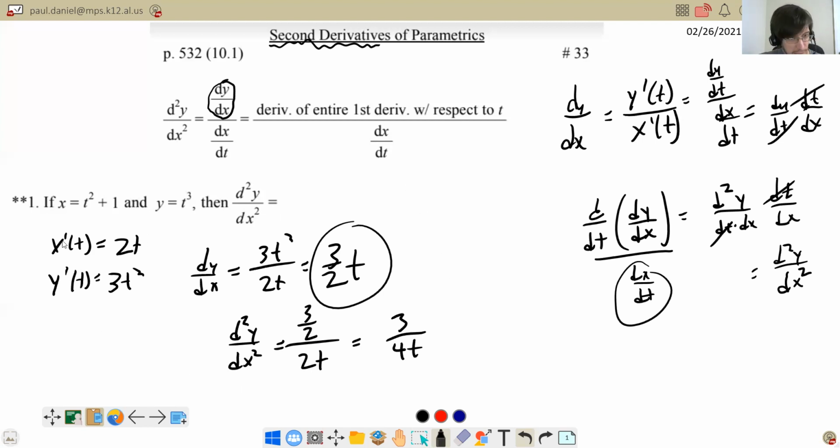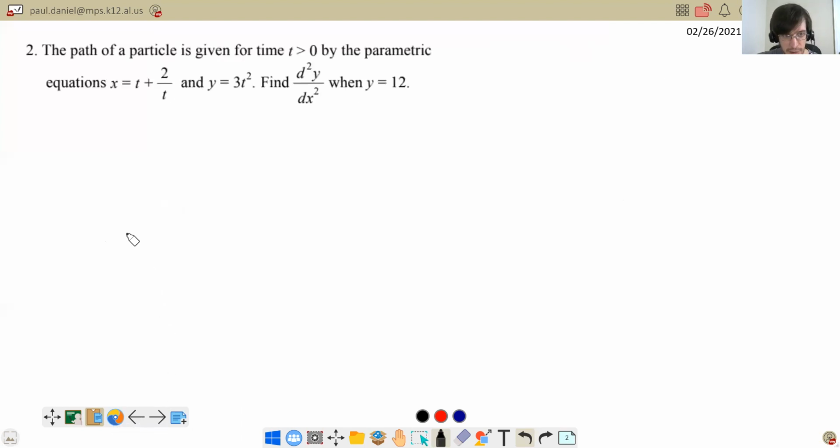This was on the AP exam, so that was an AP exam question. Like I said, parametric stuff is not that tough. It's actually pretty straightforward. It's just learning the mechanics of it. It's way easier than all that series stuff we just finished.